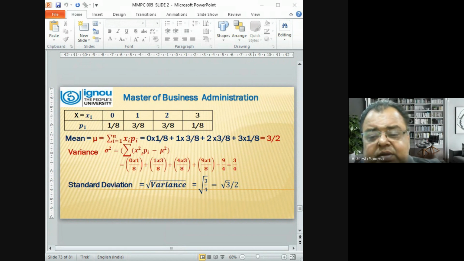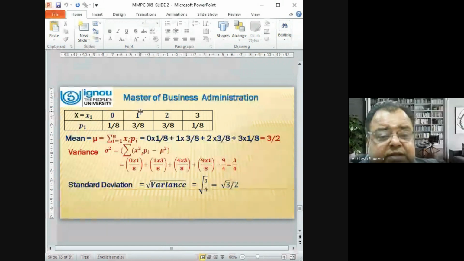Okay. Now moving further, we have to calculate the mean. The mean is denoted by mu. The formula is the summation of the product of x_i p_i. So what we will do? We will multiply these two numbers, plus the product of these numbers, plus the product of these numbers, and plus the product of these numbers. This is written over here. This comes out to be 3 by 2.